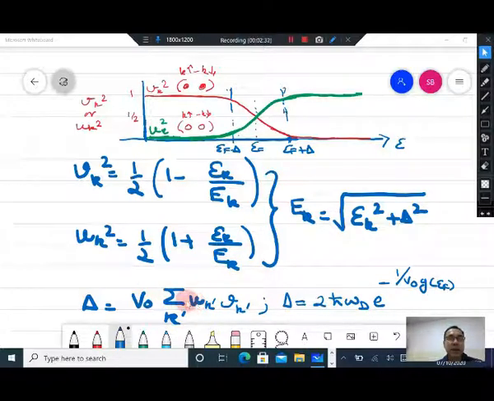That is, delta is equal to V naught summation over k prime of uk prime vk prime, and when we minimized the total energy of the system we found that this delta is equal to 2 h cross omega d e raised to minus 1 by V naught g(EF). So this is as far as all our calculations that we have done. We have reached up to this point.